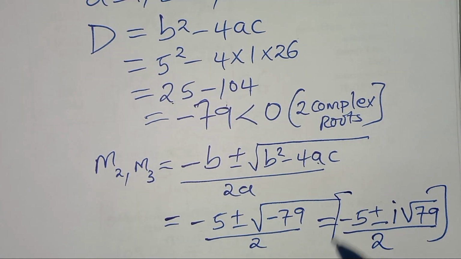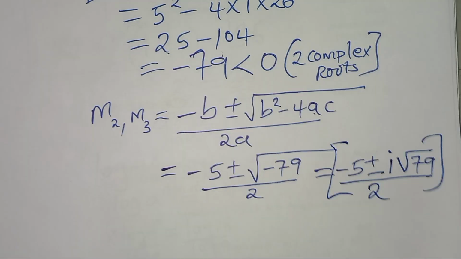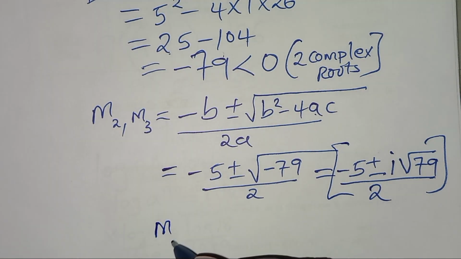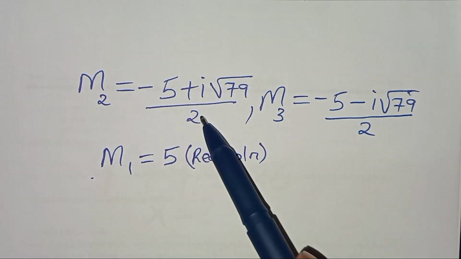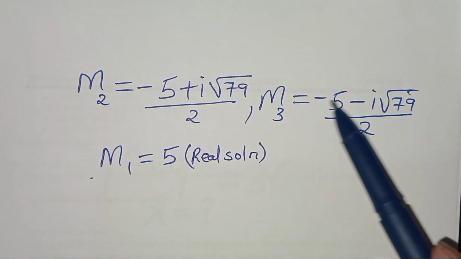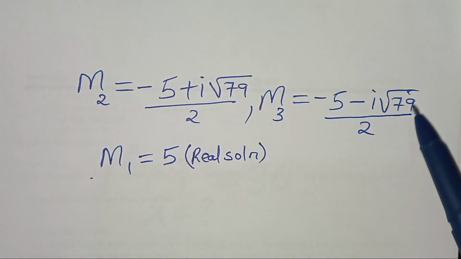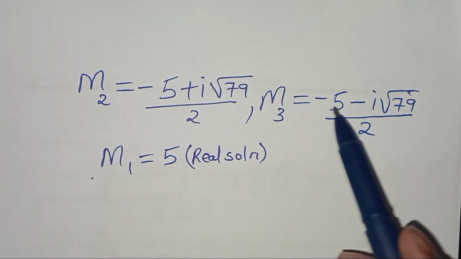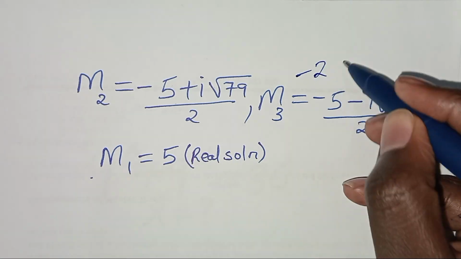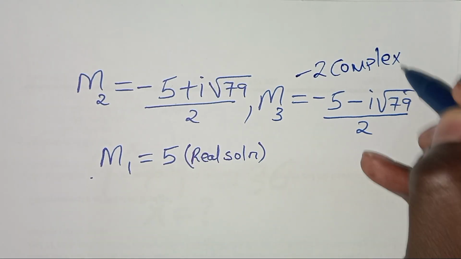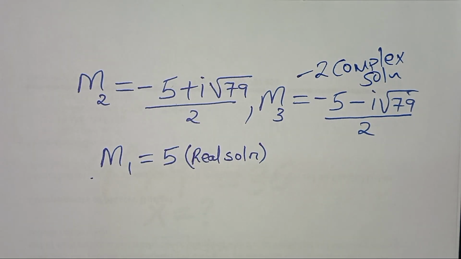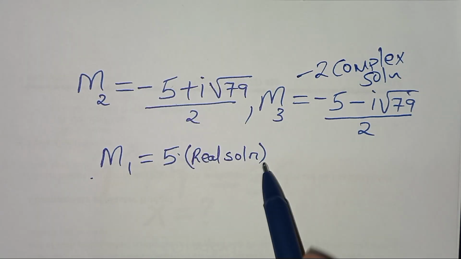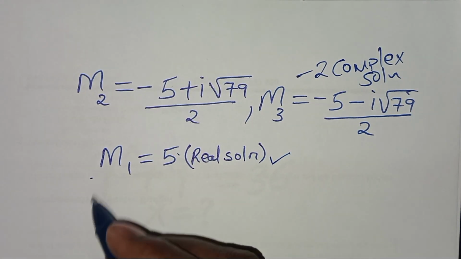Now here we have two complex roots. That is m2, which is negative 5 plus i square root of 79 divided by 2, and m3, which is negative 5 subtract i square root of 79 divided by 2. These are two complex solutions. Now, these two complex solutions will not give us a real solution. So that means that m1, which is equal to 5, is the only one that can give us a real solution.